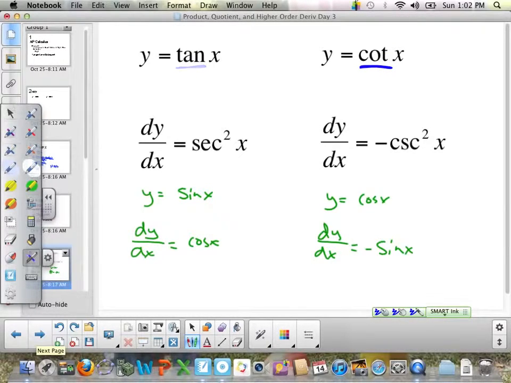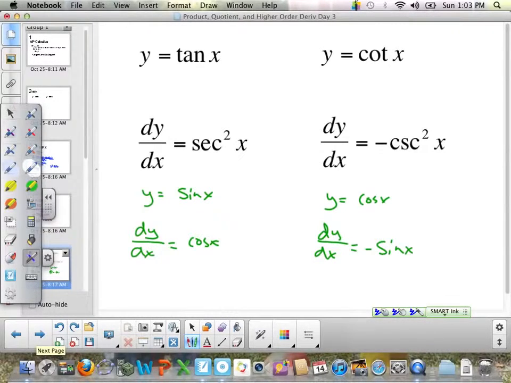And then compare tangent with cotangent. Notice how tangent leads to secant squared. Cotangent leads to negative cosecant squared. Same thing, sine leads to cosine, and cosine leads to sine. So the tangent and the cotangent kind of have the familiar words in them. So do their derivatives. Sine and cosine, same thing.